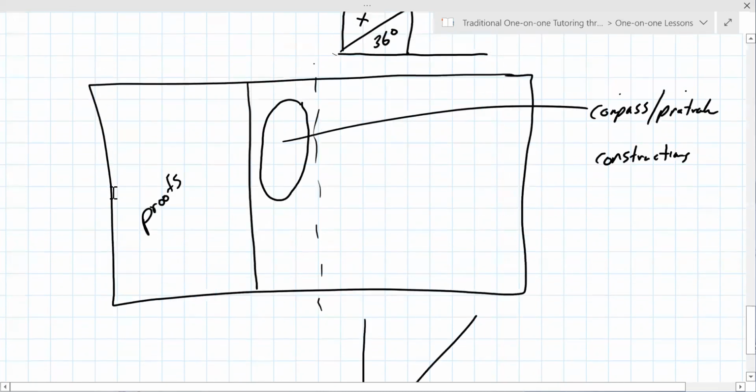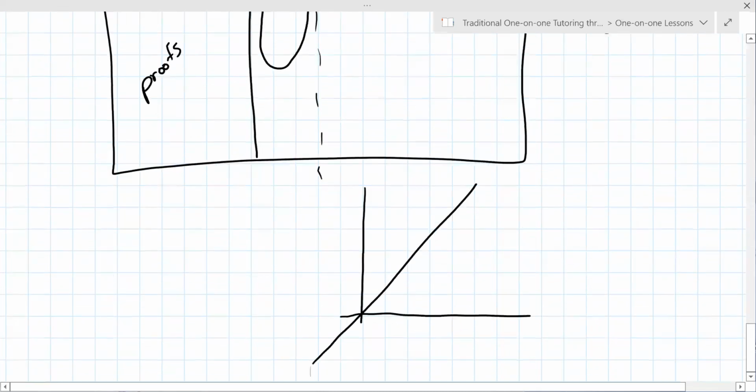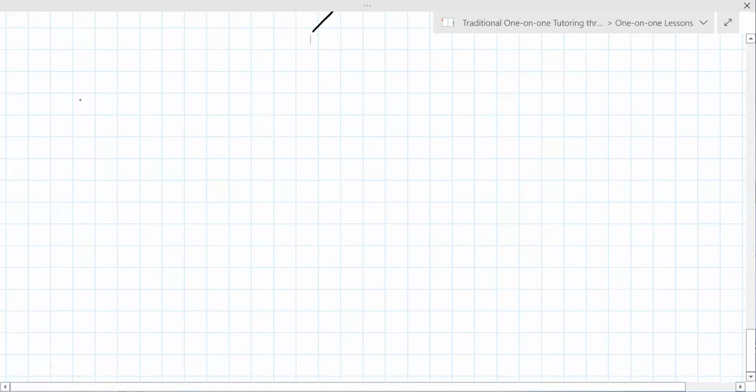I know 180 and 90 and 45. Is there any other angle I should know? No, those are the big ones.